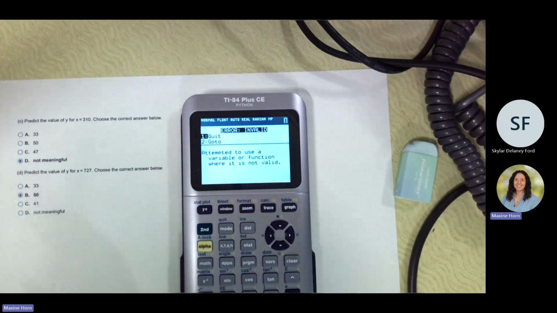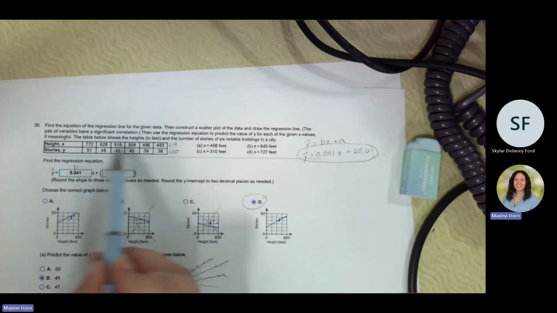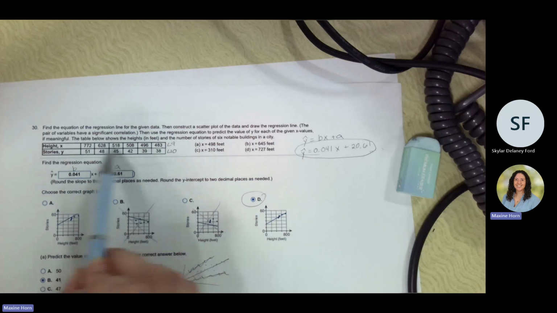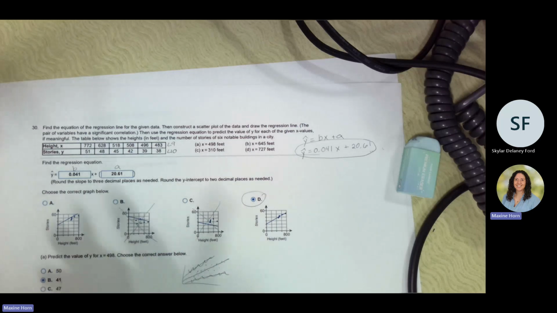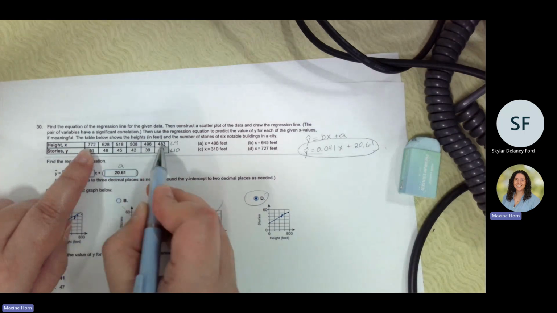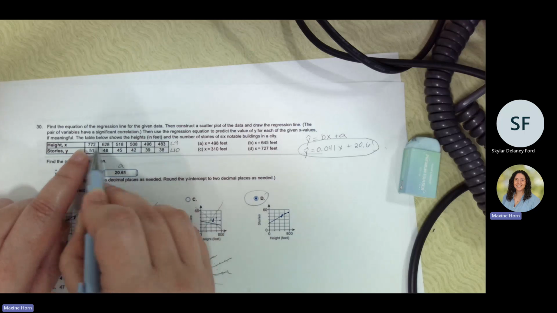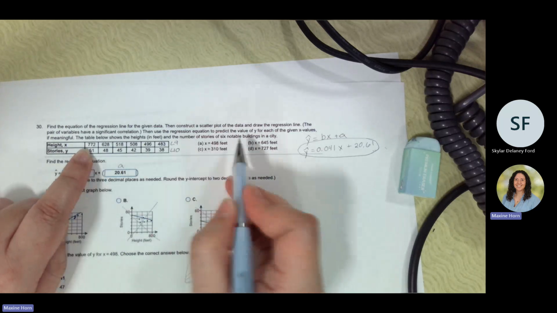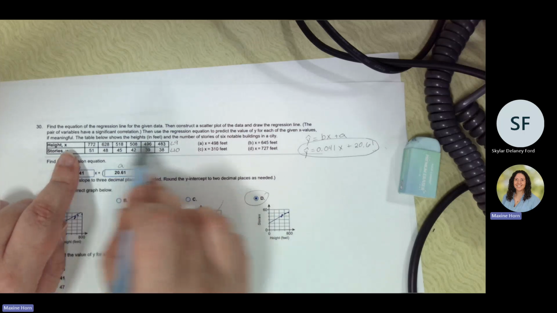Well, why is it not valid? Because we're trying to use an x value of 310, but if we look at our x values here, they don't go down that low. 310 is significantly lower than this range of values. 483 is the lowest x value, and 772 is the highest x value. 310 is way lower than that. It's not even near these numbers.